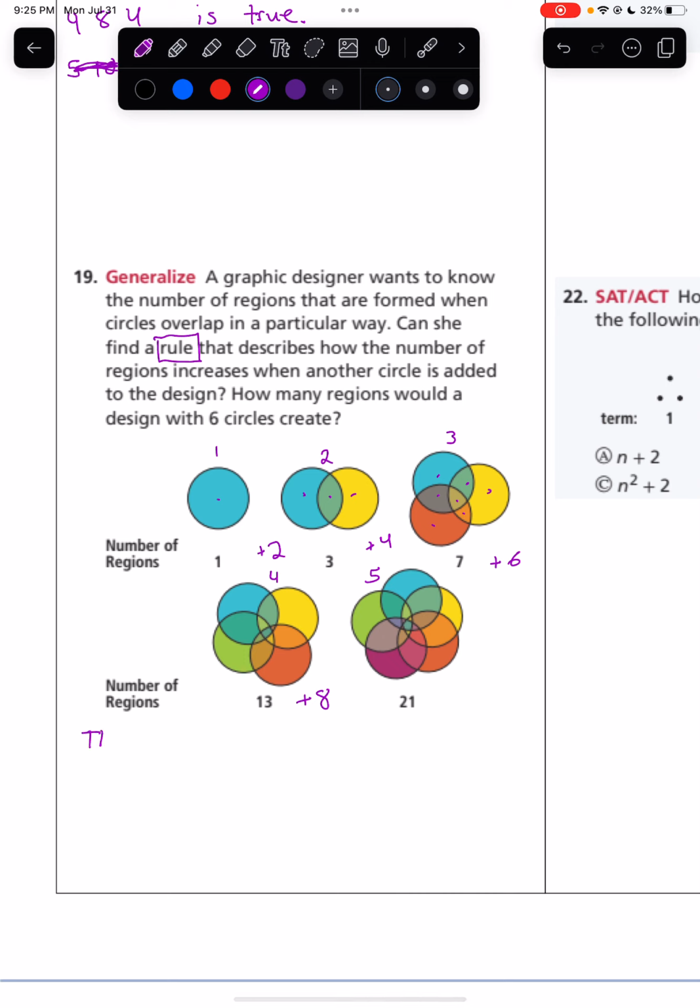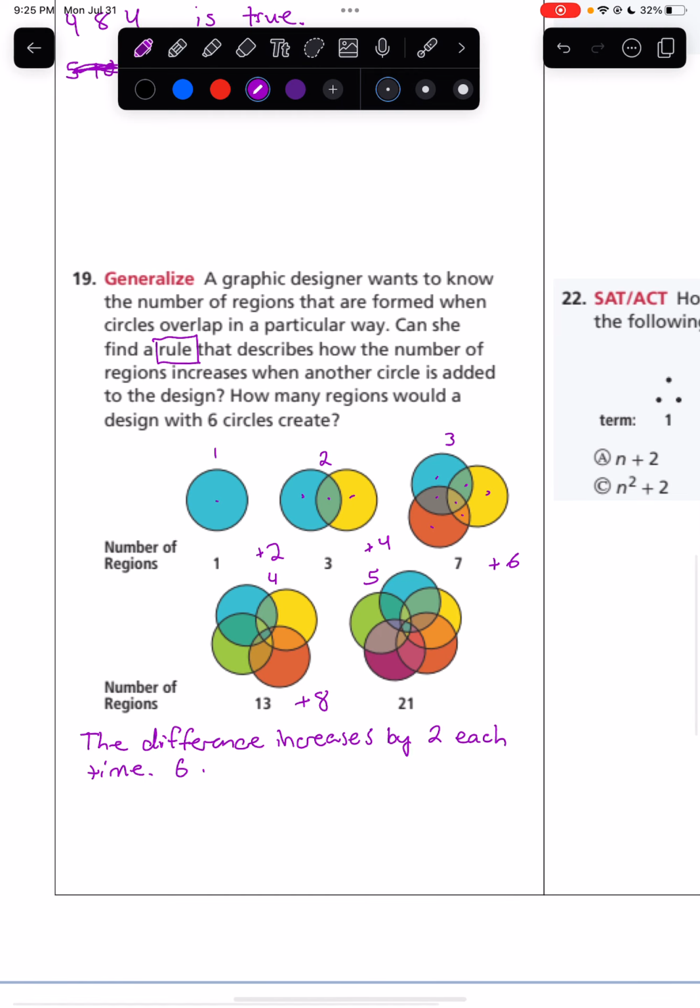That's fine. The difference increases by 2 each time, right? And so if we had a 6th, we could say 6 circles would be 21, or sorry, not 6 regions. I totally did that. Opposite of what I meant. 6 circles would make 21 plus 10, or 31 regions.